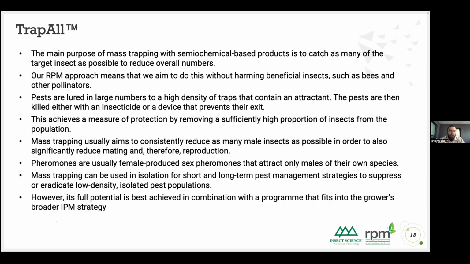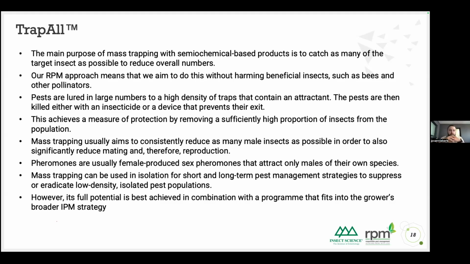So just to go into trap-all or mating disruption, mass trapping a little bit more. The main purpose of mass trapping with a semiochemical-based product, pheromones or volatiles, is to catch as many of the target insects as possible to reduce the overall numbers. So our RPM approach means that we aim to do this without harming beneficial insects, such as bees and other pollinators. Because it's a species-specific attractant, we will only attract the target pest or insect that you want to. So the pests are lured in large numbers to a high density of traps that contain the attractant as mentioned, and the pests are then either killed with an insecticide or kept there with a device such as the sticky liner, so that they cannot go out, or in the sense of the water trap, there's water there that they land in and they can't get out.